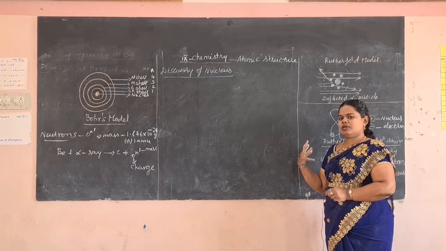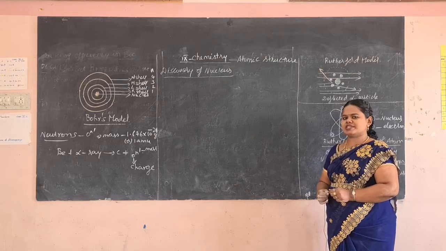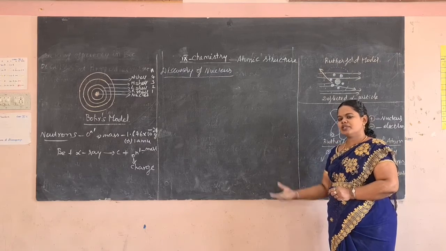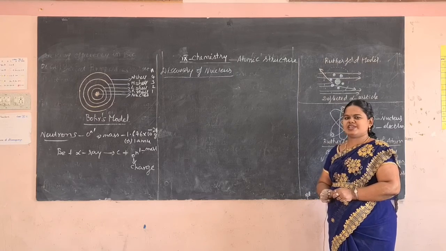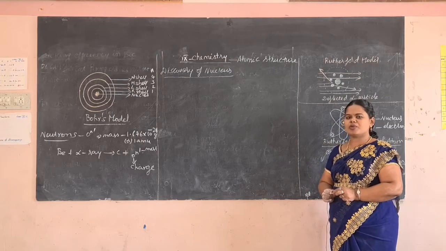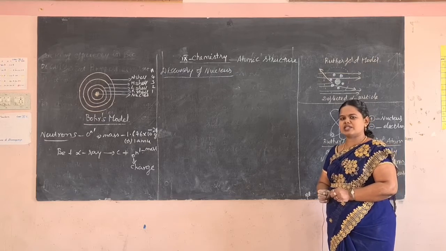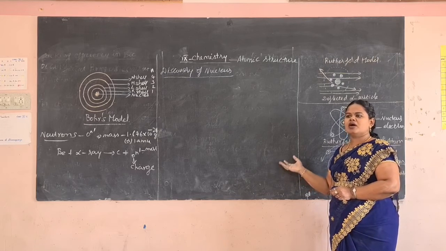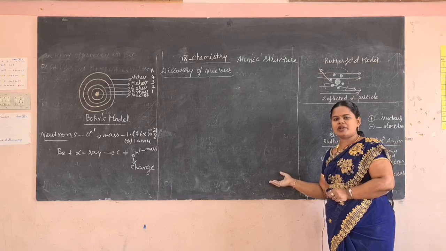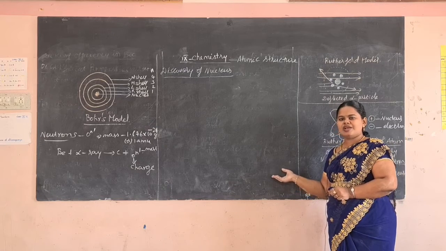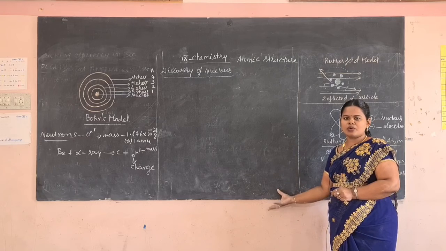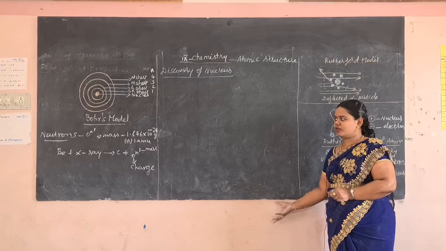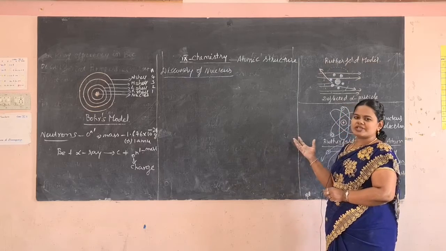What are the fundamental particles present in the atom? What are the different models that were proposed by different scientists? Bohr's model, Rutherford's atomic model, atomic number, mass number, then how to calculate the valency, how to write the electronic configuration, how to calculate the oxidation number. Everything we are going to learn in this lesson in detail. So this is the atomic structure.